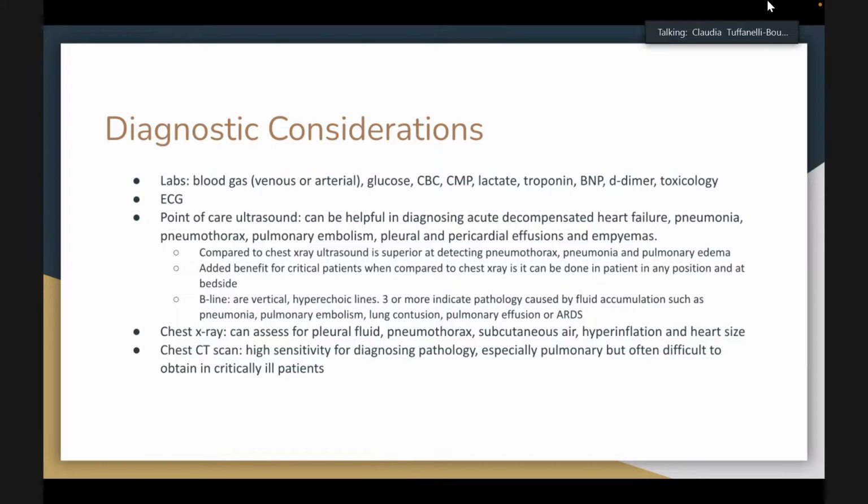Getting immediate glucoses, and then CBC, CMP, lactate, troponins, D-dimers, those other tests that will help us once we have the airway in place and we get past that immediate concern. How do we make them better? How do we bridge that airway, or what else can we be doing?